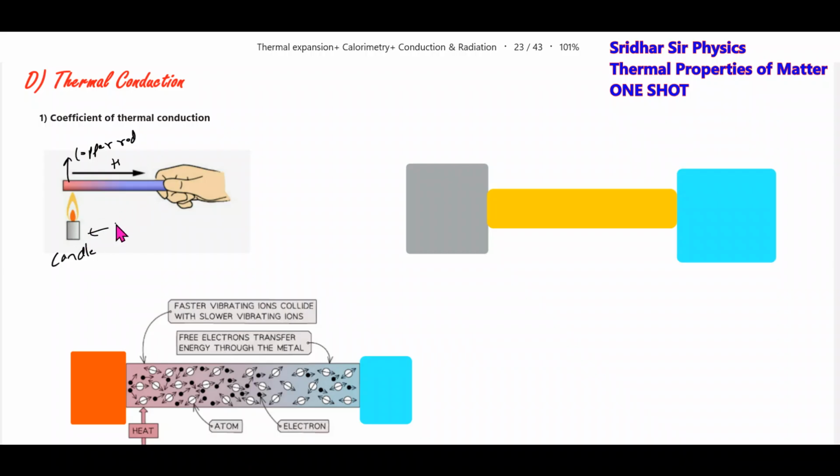This distance is like 2 meters. I think we're very far away. The candle flame will not supply any heat to the hand. But how will the hand feel the heat? Because the copper rod will transfer it.